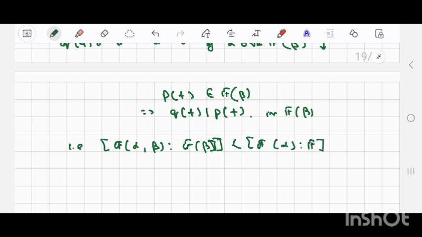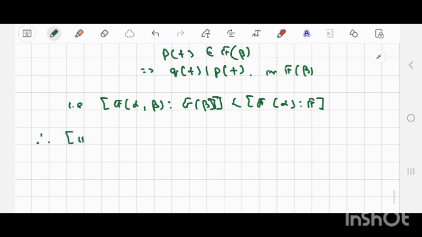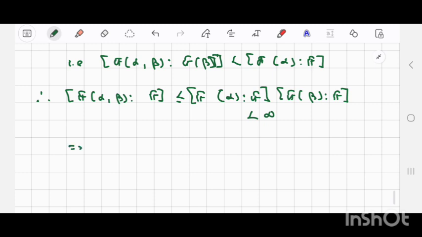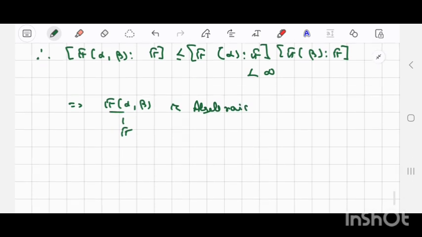Therefore, the degree of F alpha beta over F is less than or equal to, since the minimal polynomials can be the same also, the degree of F alpha over F times the degree of F beta over F. Now since alpha and beta both are algebraic over F, this is a finite integer. Is it clear for everyone? But since it is finite, this means that F alpha beta over F is algebraic. That means every element in this field F alpha beta must be algebraic over F.